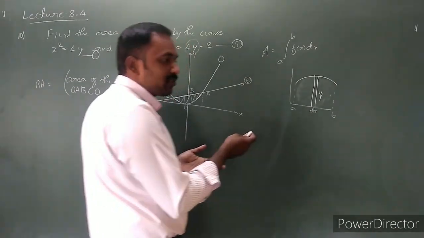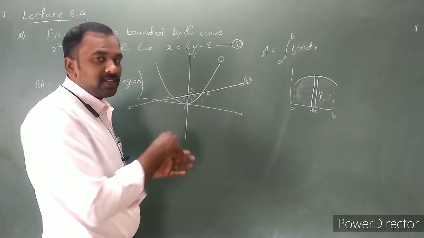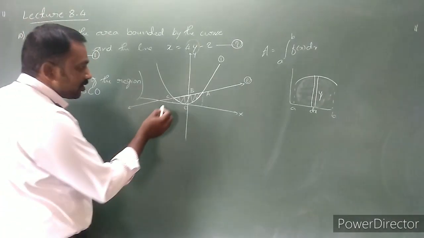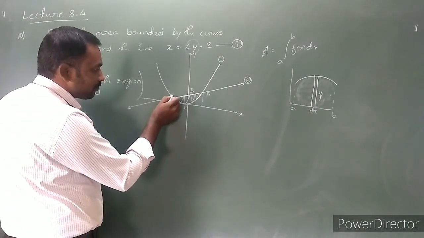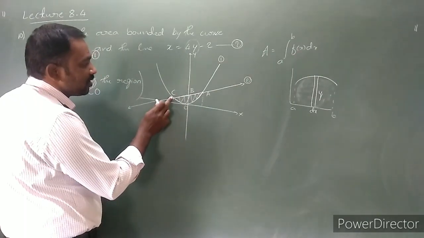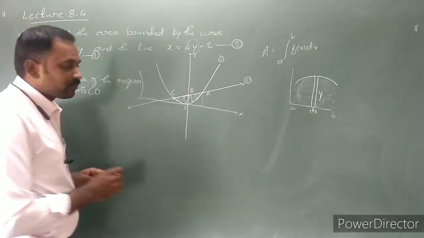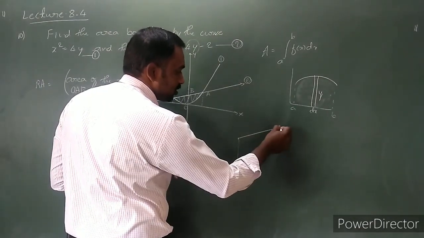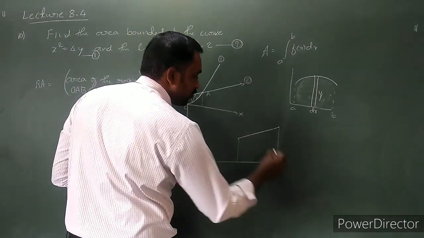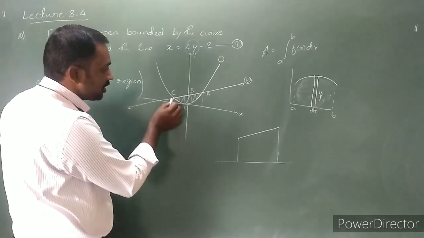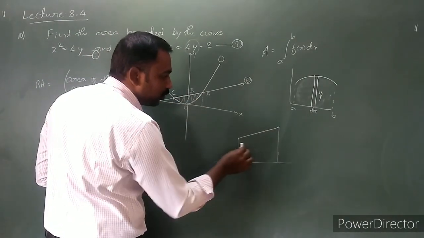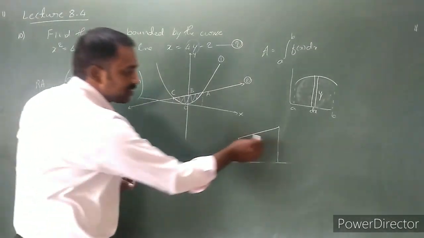So as you people saw previously, the curve and the line. What is the area bounded by? Observe, this is the point C. From C to A, I just take C to A. Area under the line. This area we will get. But we don't need this whole area.